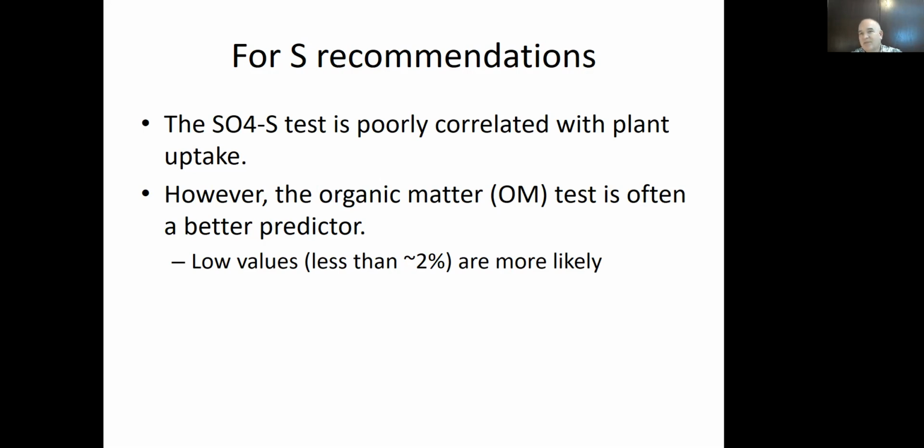The higher I get above that, the less likely I am. Now it's not a perfect, like, okay, below 2, I'm going to put it on, above it, I'm not. That's not how I do that. But I'm just saying that in general, the higher that organic matter, the less likely you are to need it.